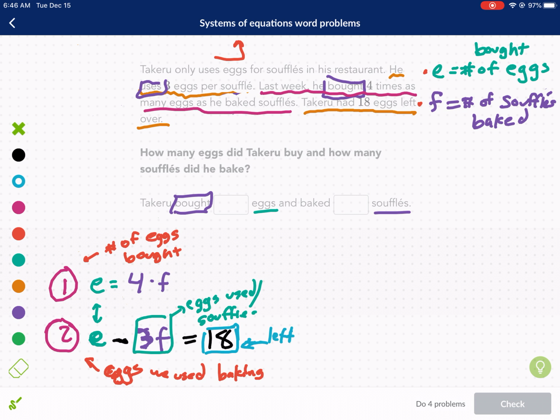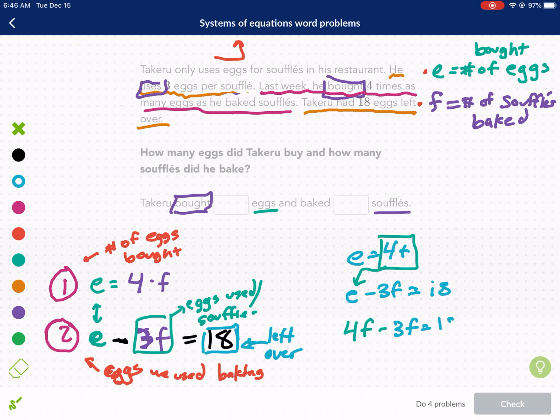Now the whole point here is that once we get these 2 equations, we can use a system of equations, either elimination or substitution. I think substitution is the way to go here. So I'm going to rewrite these just because I made a mess. We have E equals 4F, and then we have E minus 3F equals 18. So I'm going to substitute my value of E into my other equation. So I have 4F minus 3F equals 18. So 4F minus 3F is 1F, F equals 18.